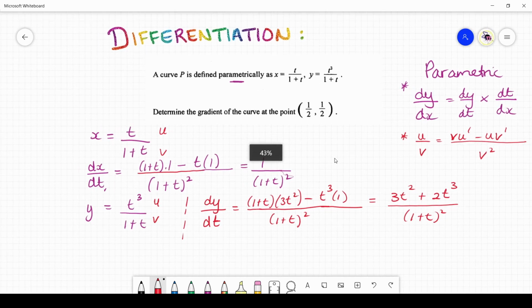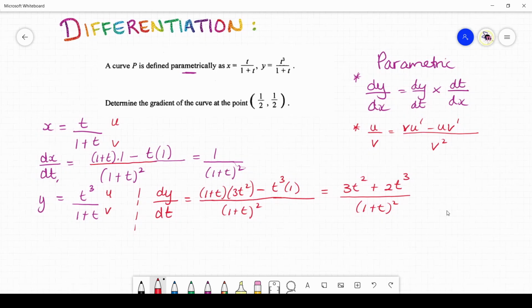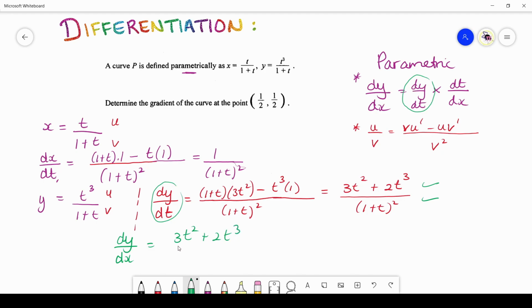I'm going to minimize just a tidbit and put this together. So using our lovely chain rule, we have that dy dx is simply equal to dy dt. And what was dy dt? Dy dt is this here. So let's write that. 3t squared plus 2t cubed all over 1 plus t all squared. Multiply by dt dx.